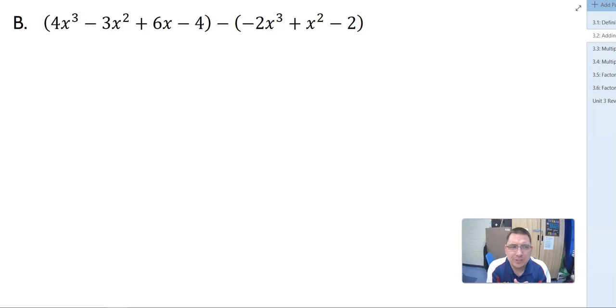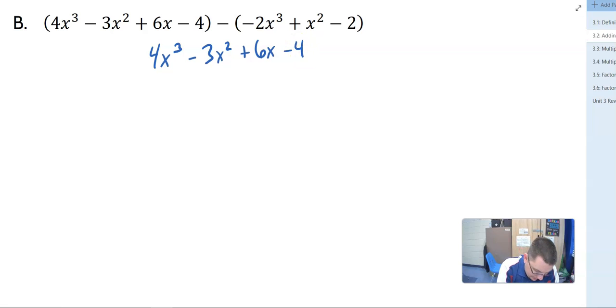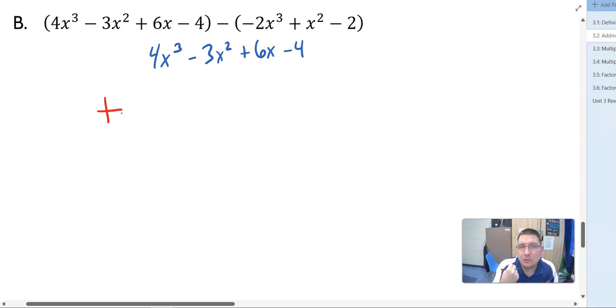So typically when we use this method of changing subtraction to addition, we want to write it vertically and keep everything lined up and keep our signs available to us. And so that's how I'm going to write it out. And so doing the first polynomial, 4x cubed minus 3x squared plus 6x minus 4. We're then going to change our operation from subtraction to addition, and that's going to cause every sign in the parenthesis to change its sign. And again, it's just like distributing this negative to all things in the next parenthesis.